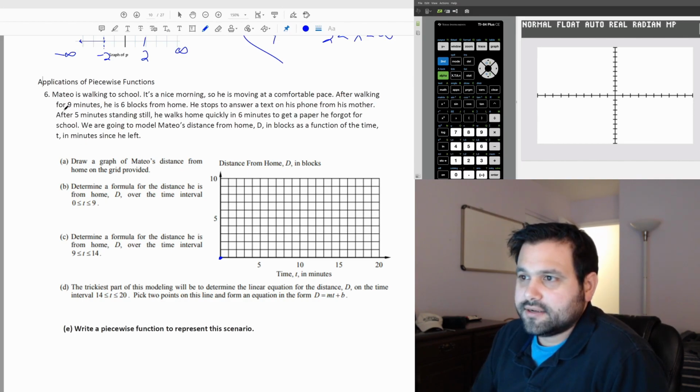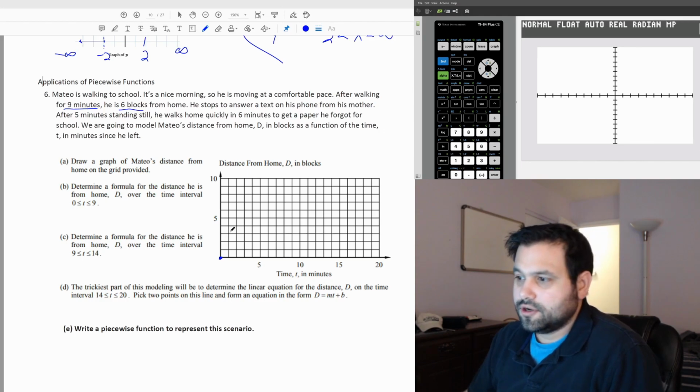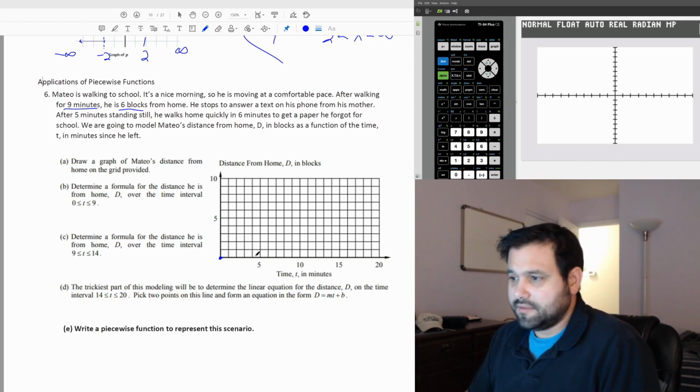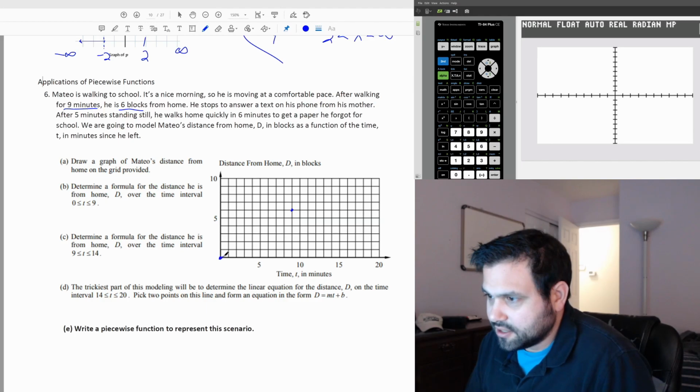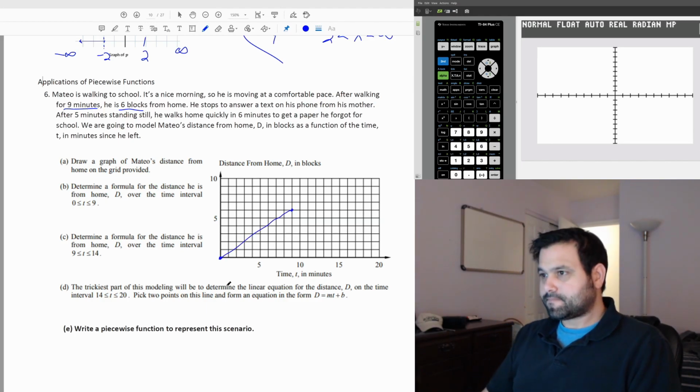And we know that at 9 minutes, he's 6 blocks from home. So it takes basically 9 minutes for him to walk the 6 blocks. So we go over to 9 minutes, and now he's 6 blocks away. And we're going to connect those because he's walking at a constant rate.